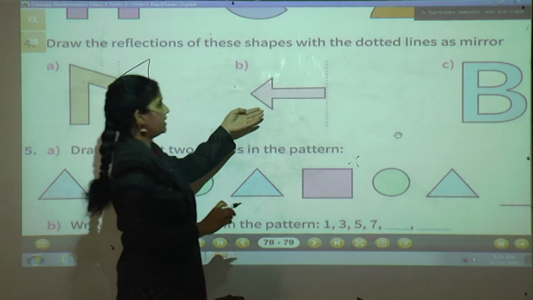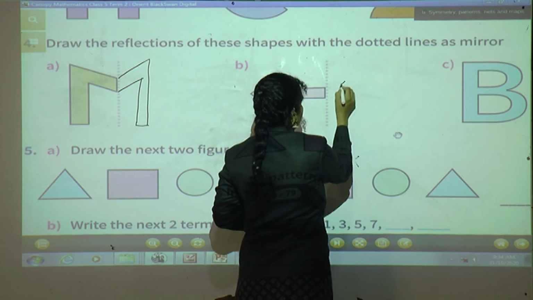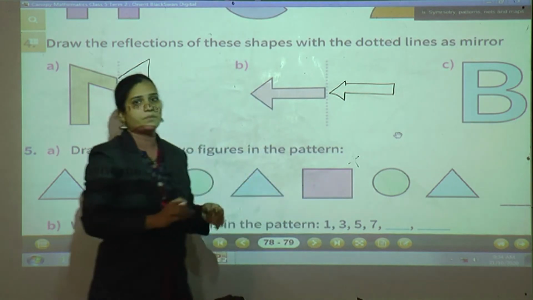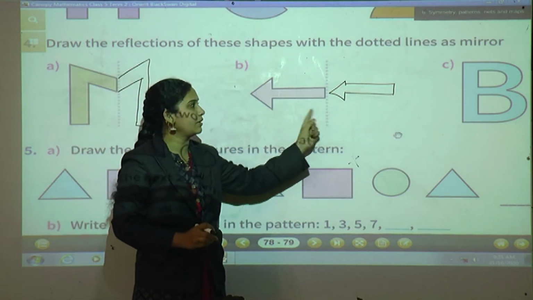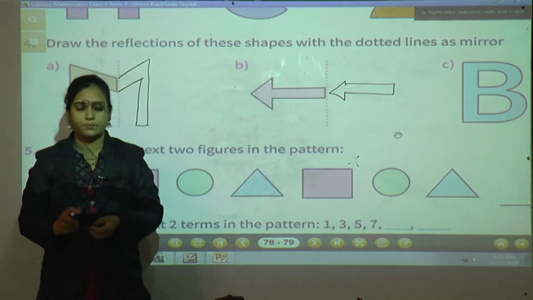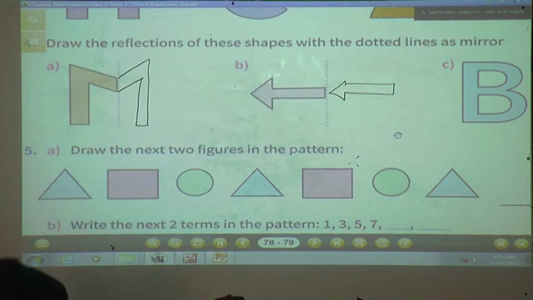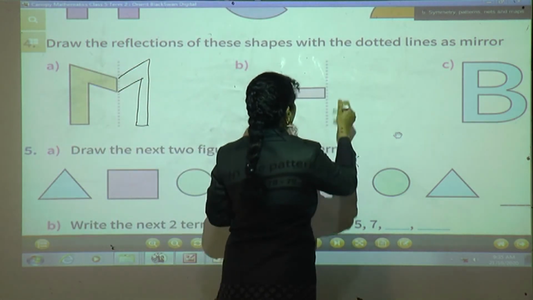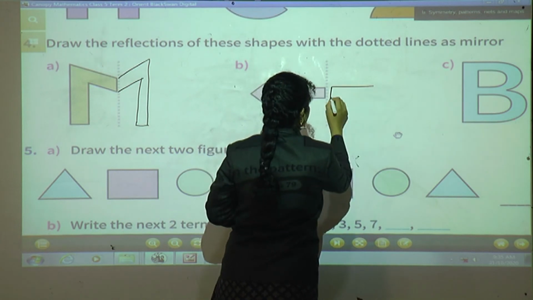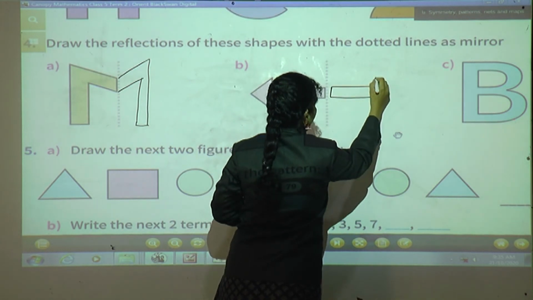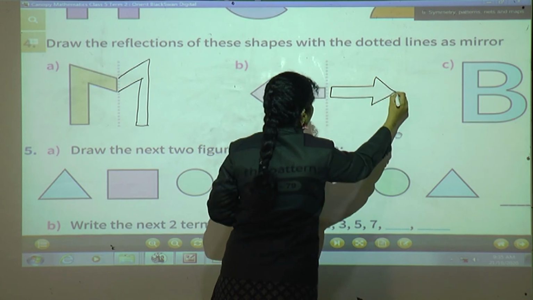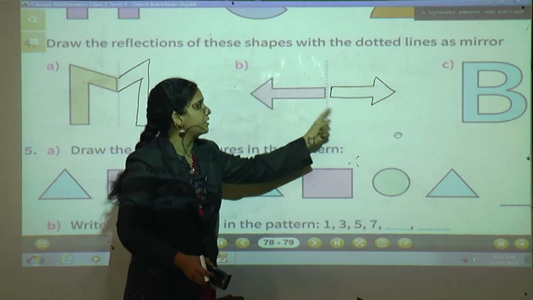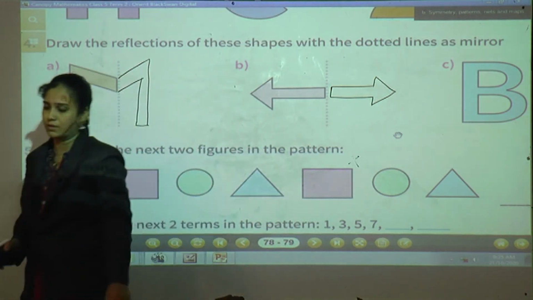Okay, now for this B, can I draw like this? Is it correct? See, both are in the same direction. So is it correct? No. So students, how to draw it? For that we can draw like this. Now both arrows are in the opposite direction. That means this is a reflection of this figure.